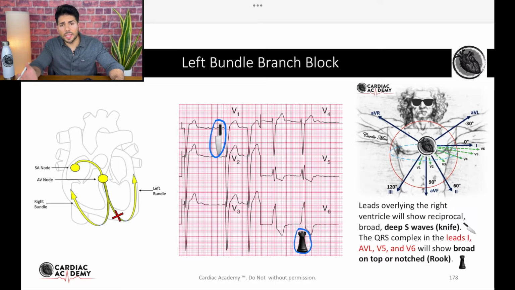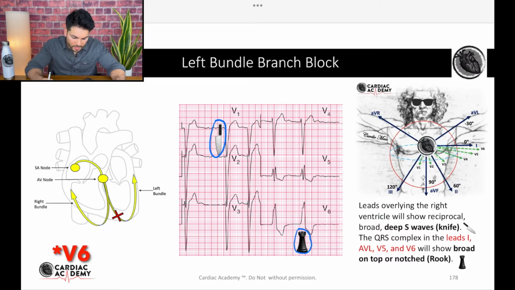All right, we can see an example here. So we look at V1 and we see it's a widened QRS, just like we said. And then we see that knife, that negative deflection in V1. And then we can also look for the rook sign in V6. We see here. So we see the knife, negative deflection in V1. And then we see the rook sign in V5.